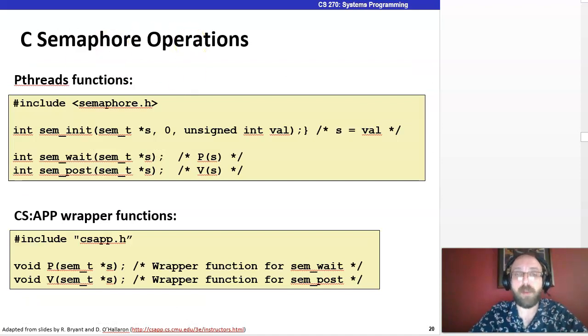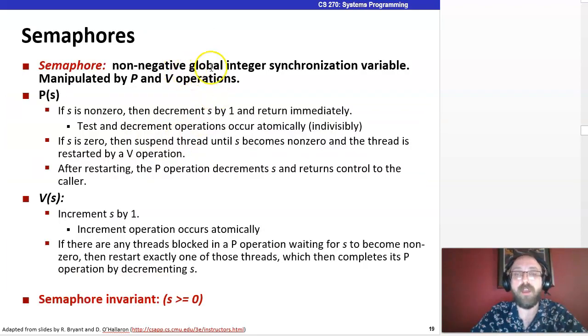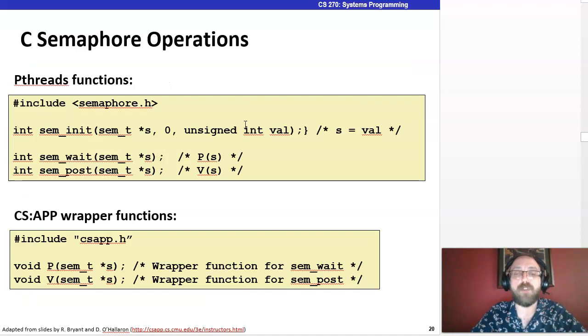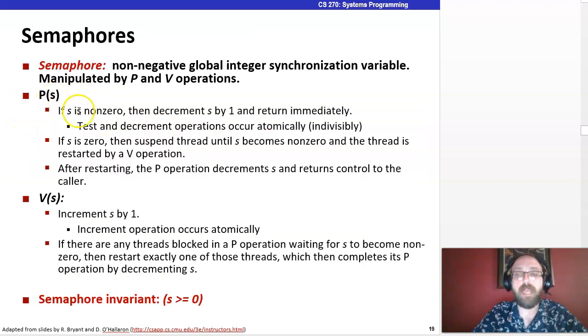So there are pthreads functions for working with semaphores. There are 3 important ones. sem_init initializes a semaphore. Now a semaphore has this integer variable. It needs an initial value. Usually that initial value is 1, but it could be greater than 1. The initial value is how many times we're allowed to call P before we start suspending.